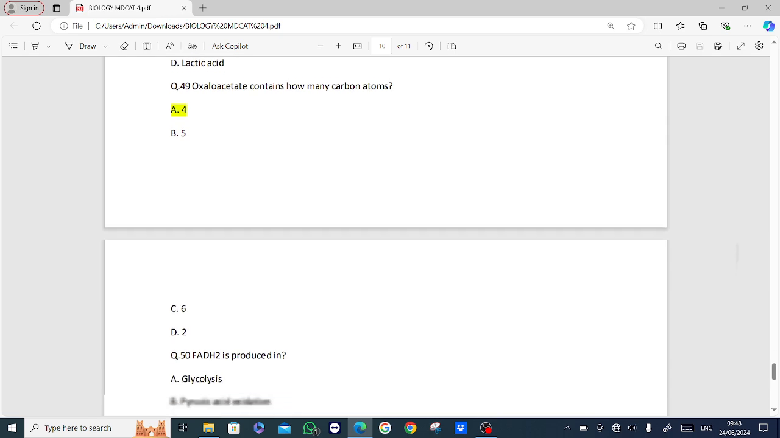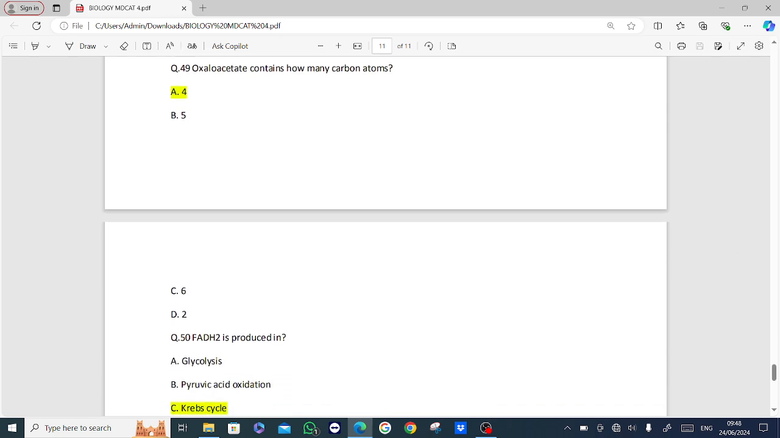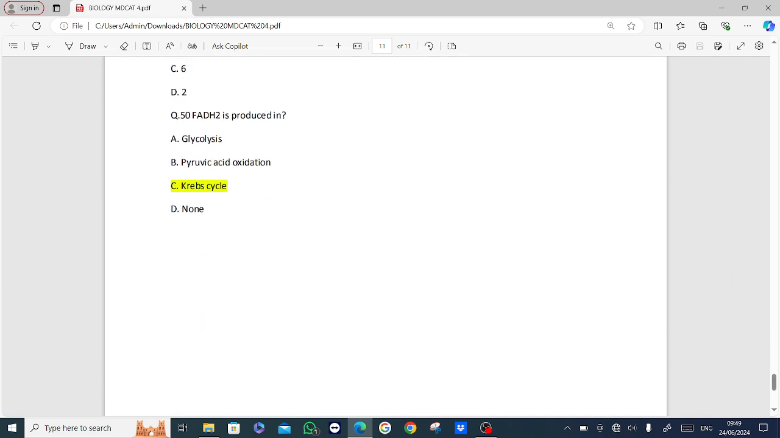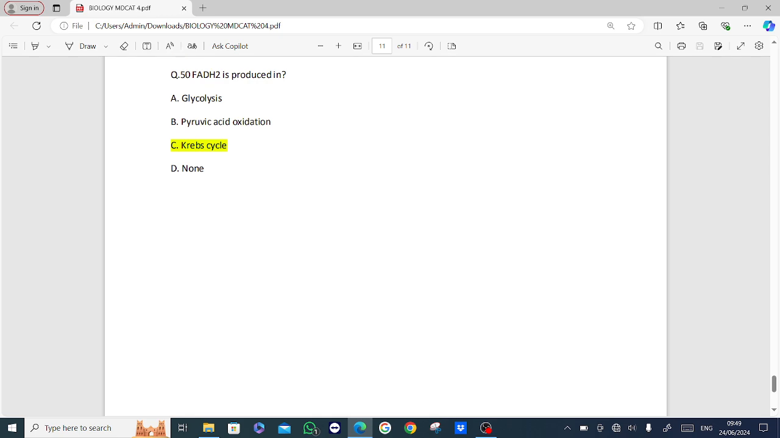Next MCQ is: oxaloacetate contains how many carbon atoms? Options are 4, 5, 6, 2. Answer is option A, 4. Next MCQ is: FADH2 is produced in. Options are glycolysis, pyruvic acid oxidation, Krebs cycle, none of these. Answer is option C, Krebs cycle.